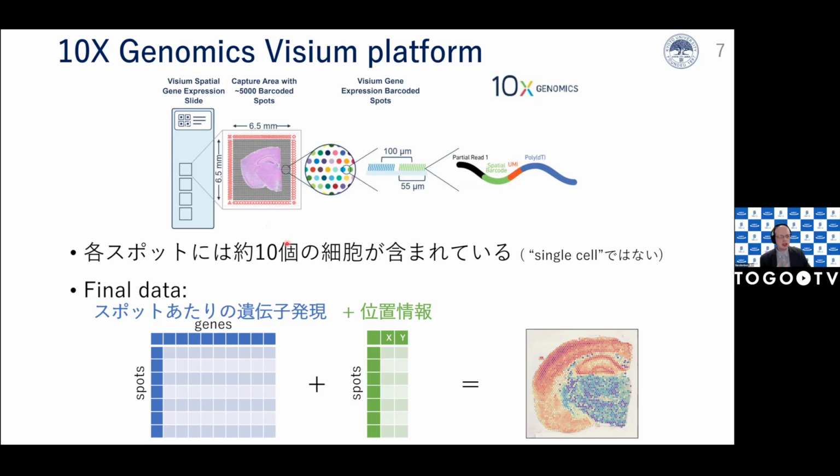And here I should also point out that the diameter of these spots is 55 micrometers. So it's relatively large, right? It's bigger than a cell. And maybe 10 cells will cover each spot. So each spot shows the average of 10 cells, something like that. It's not single cell data.